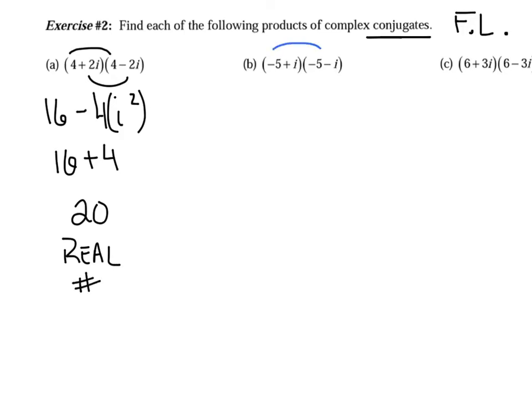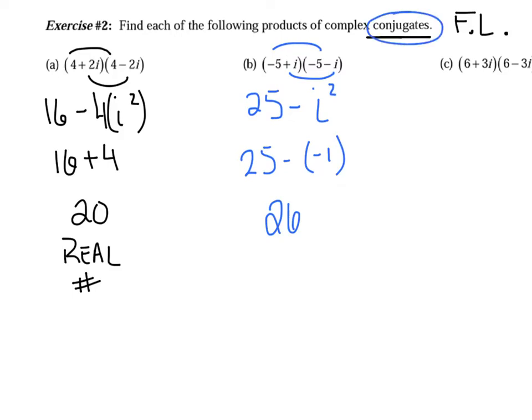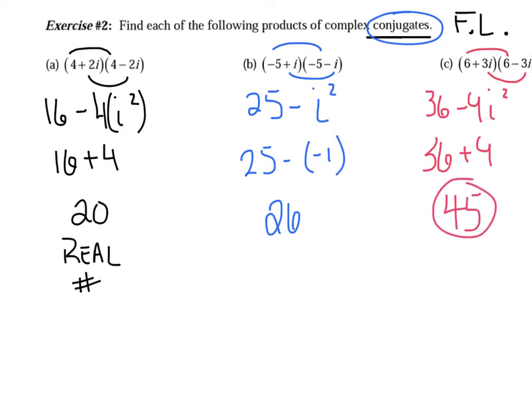Okay, part B, first times first is going to be positive 25. Last times last is negative i squared. So if we substitute the negative 1 in for i squared, we'll end up with 26. Again, a real number. We have successfully eliminated all of the i's when we multiply by a conjugate. And the last one here. Let's go, first times first is 36. Last times last is negative 9i squared. If we substitute the negative 1, we'll get plus 9, which gives us 45. Again, it's a real number. We've eliminated all the i's.